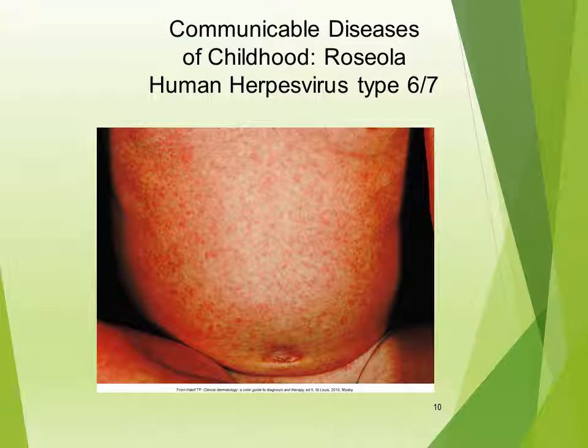There's severe lymphadenopathy. The high fever may cause febrile seizures, and it can also affect the CNS. So what are we going to do? We don't have anything to treat this with as far as medication. So we force fluids, IV fluids if necessary, and treat the fever. Why is this a killer? Because it can go on to cause encephalitis and myocarditis.